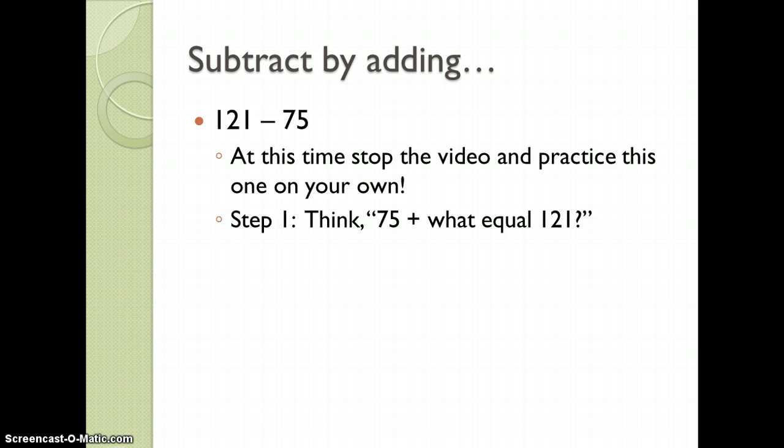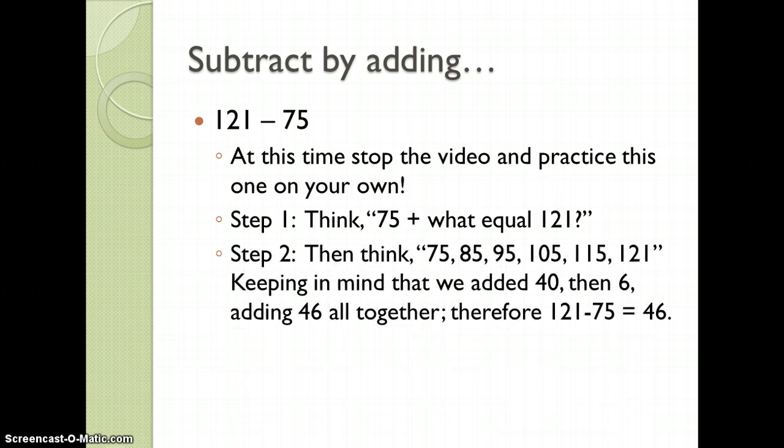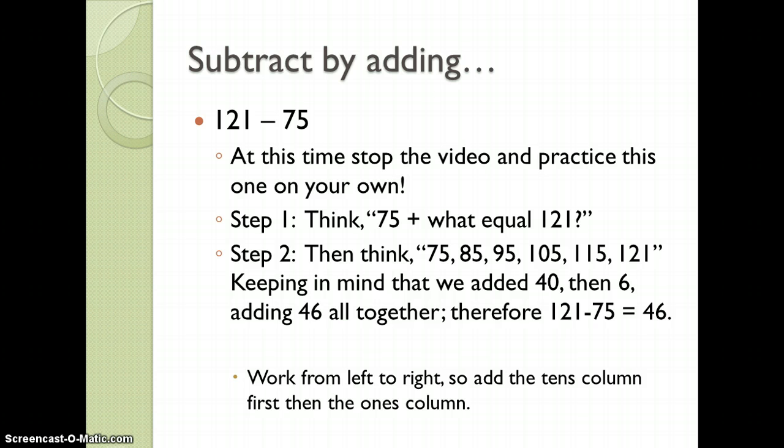So 121 minus 75. Step 1, we're going to think 75 plus what equals 121. So we start by counting by 10, so 75, 85, 95, 105, 115, and then 115 to 121. So we added 40, and we added 6, adding 46 all together. Therefore, 121 minus 75 is 46. Again, working from left to right, we added by 10 first, and then we added by 1.